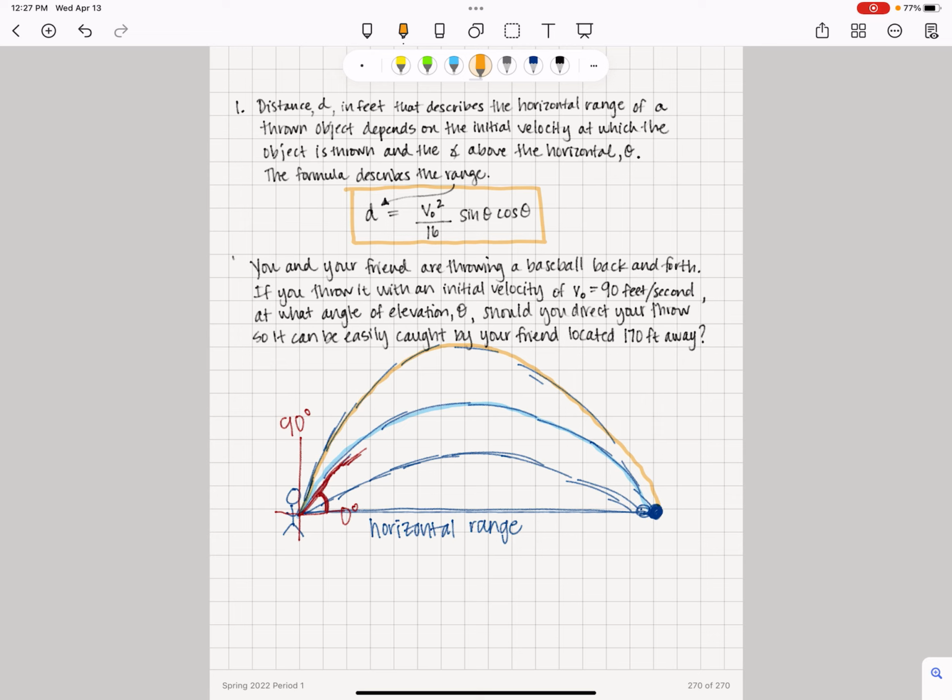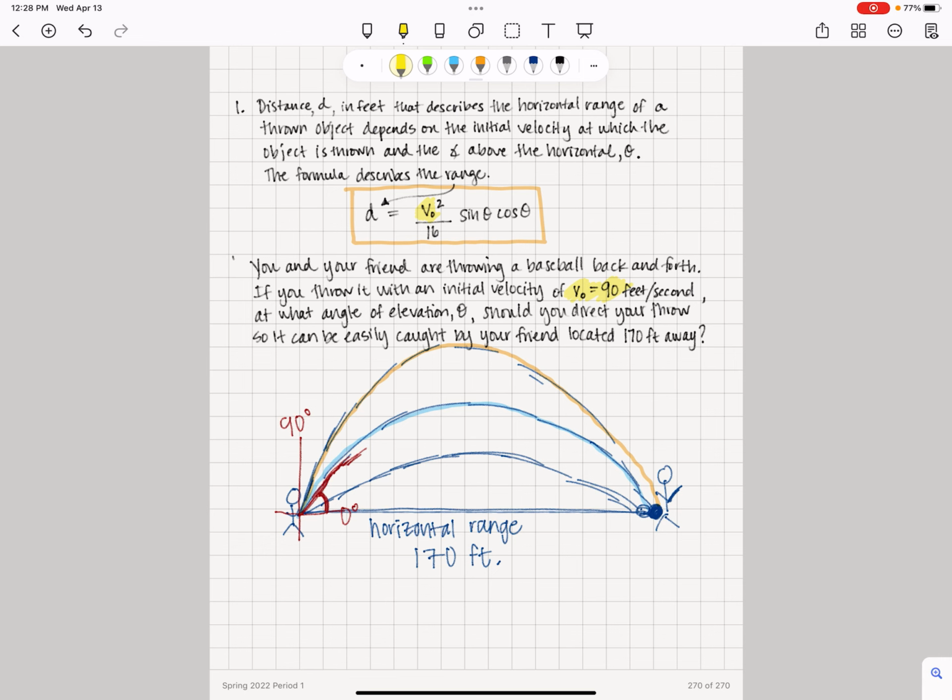So that's what the first paragraph says. Now it gets into the nitty-gritty. You and your friend are throwing a baseball back and forth. If you throw it with an initial velocity of 90 feet per second, at what angle of elevation should you direct your throw so it can be easily caught by your friend who's 170 feet away? So the horizontal range is 170 feet, and now there's a person at the other end, and you want it to get exactly to them. You're going to throw it up at an initial velocity of 90 feet per second. Initial velocity is this V naught right here, and that's 90 feet per second.